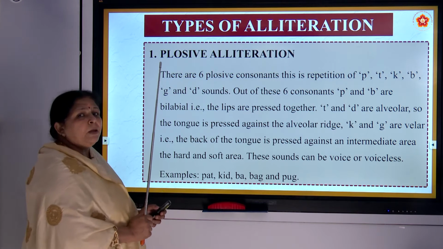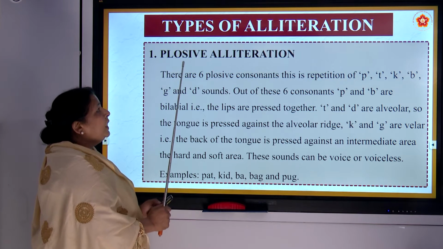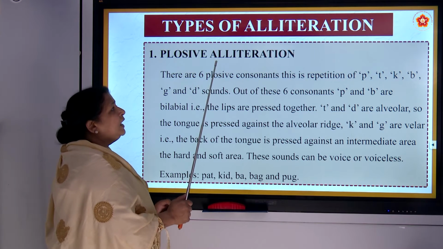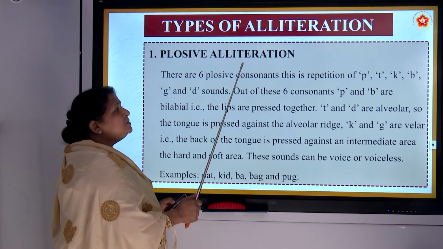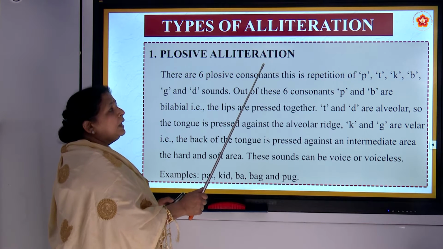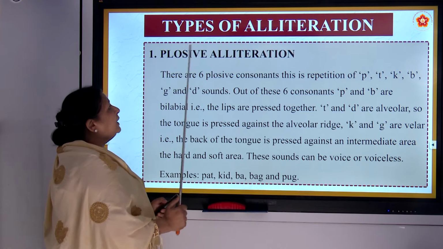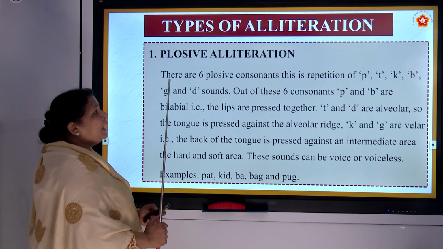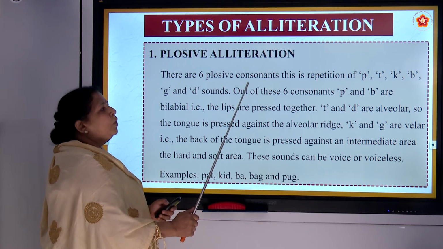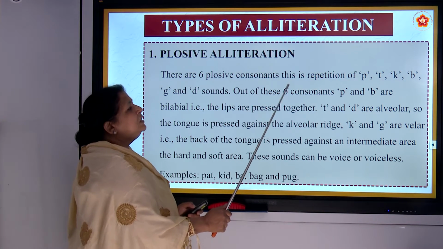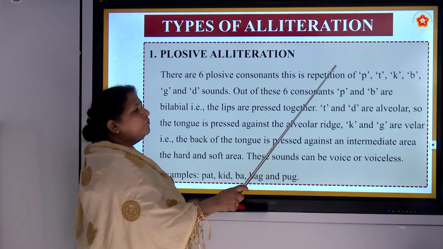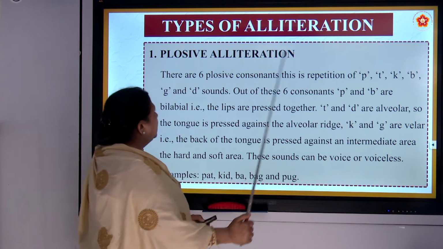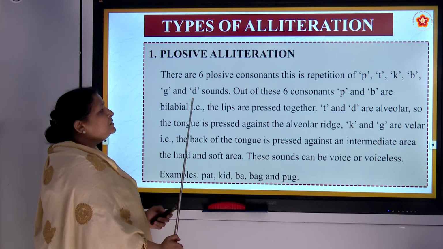Let us see the spelling, P-L-O-S-I-V-E, plosive alliteration, A-L-L-I-T-E-R-A-T-I-O-N, alliteration. So plosive alliteration. There are 6 plosive consonants. This is repetition of P, T, K, B, G and D sounds.